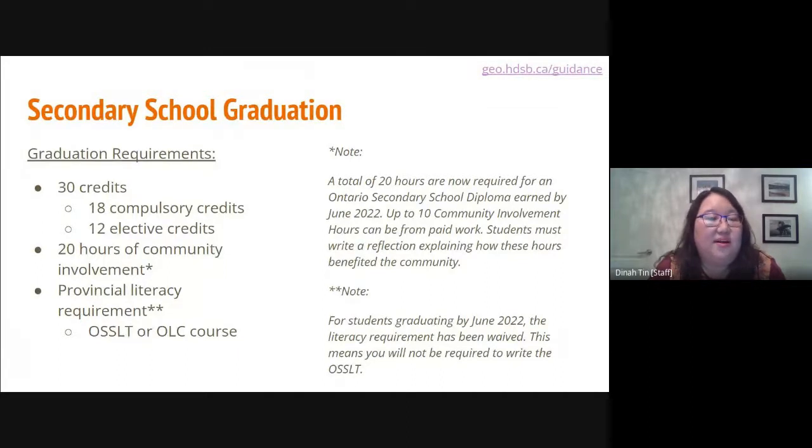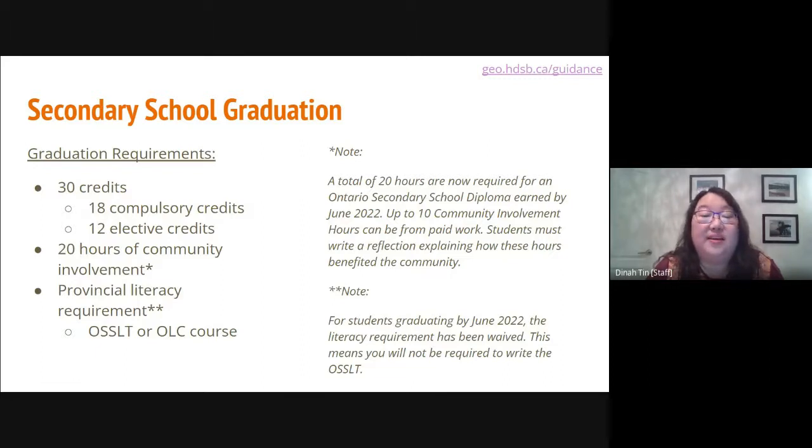The last part of the graduation requirements is the OSSLT, or the literacy test. For students graduating this year, so for most of your students, the literacy requirement has been waived. Okay, so if a student graduates this year, their literacy requirement has been waived. If for some reason the student does not graduate this year and has to come back next year, they will have to write the literacy test.